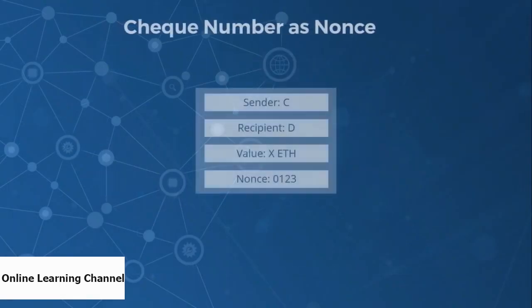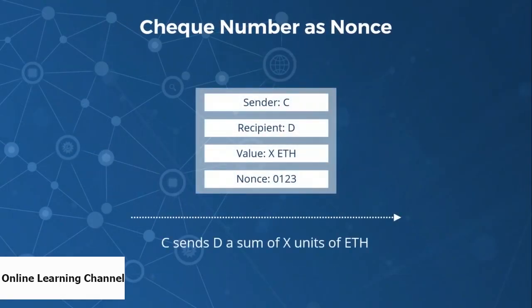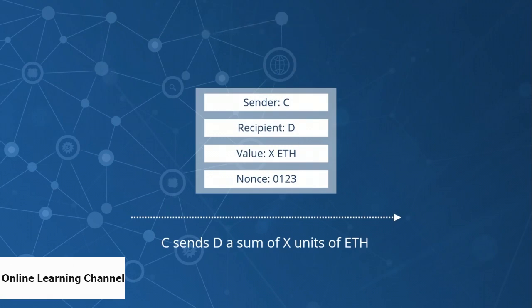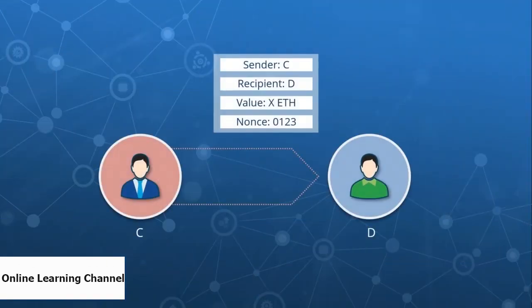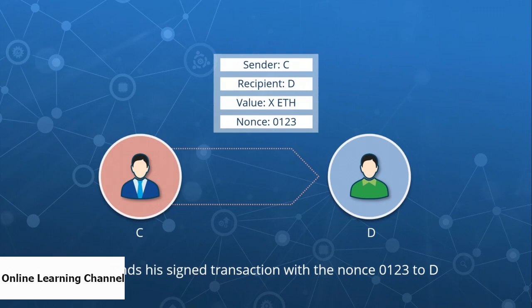So if a sender C invokes a transaction involving the transfer of X Ether to the recipient D, this transaction will have the account nonce attached to it, which is 0123. Remember that this nonce is associated with the account of the sender. Any transaction initiated in the Ethereum network will be broadcast to every single mining node and will also make its way to the recipient D. This recipient will have a signed transaction, just as in the banking world, a recipient will have a signed check.